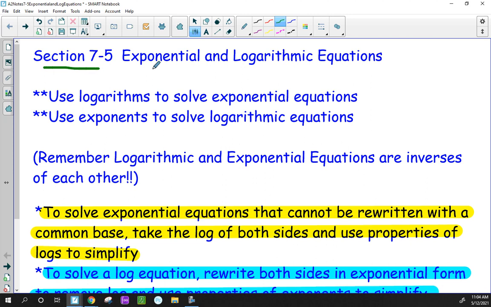Okay, so then section 7.5, exponential and logarithmic equations.